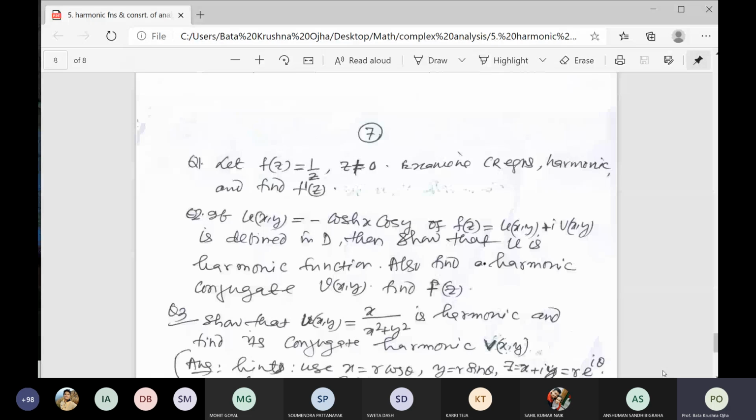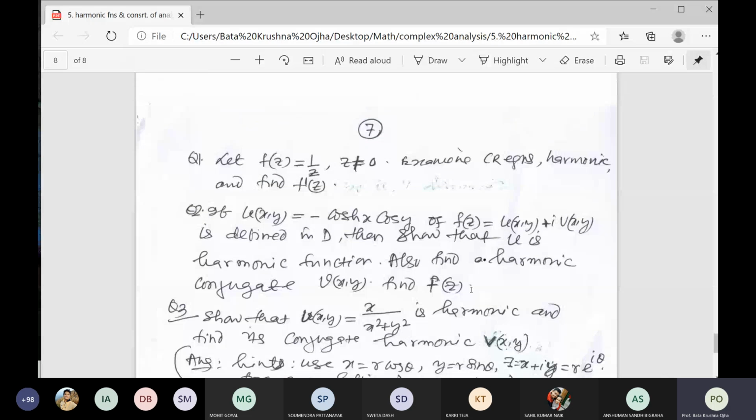Now next question. Let f of z is equal to 1 by z, z is not equal to 0. Examine Cauchy-Riemann equations, harmonic, and find f dash of z. This question is for you. Since z is not equal to 0, therefore it is analytic everywhere.